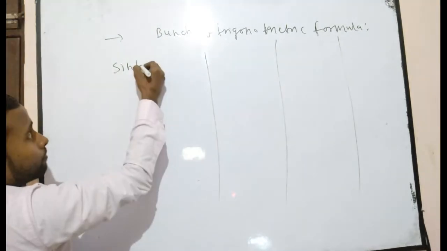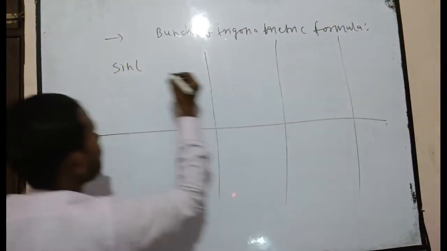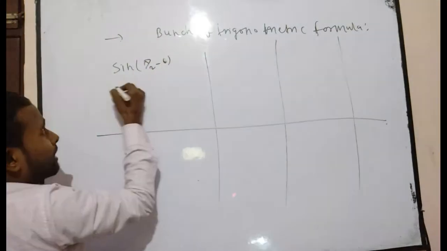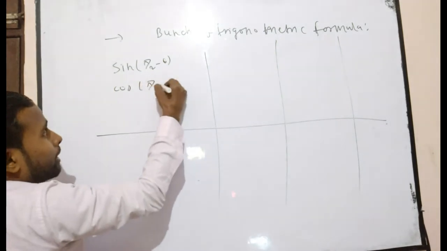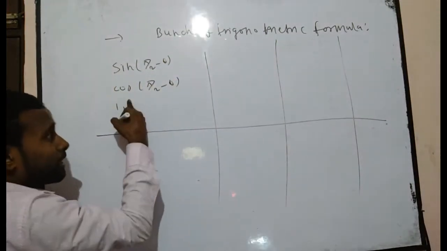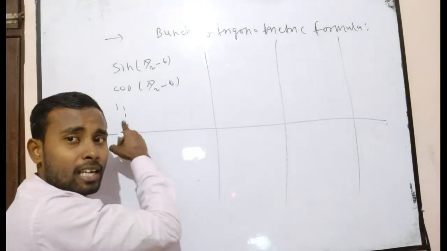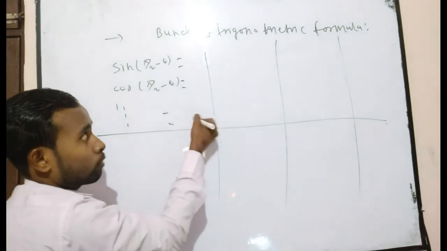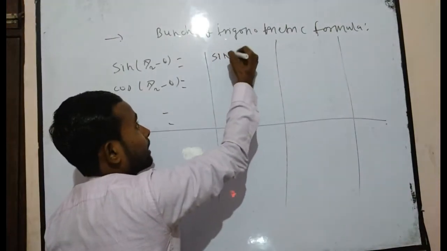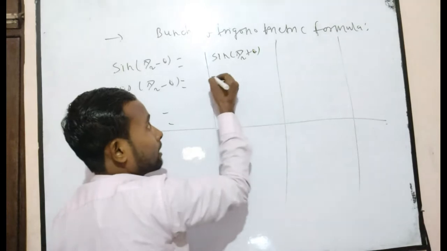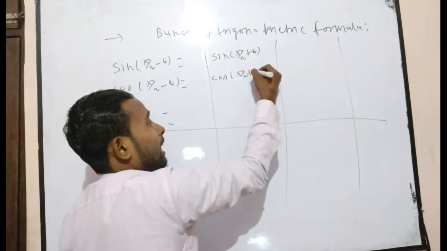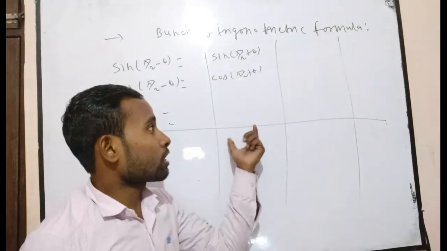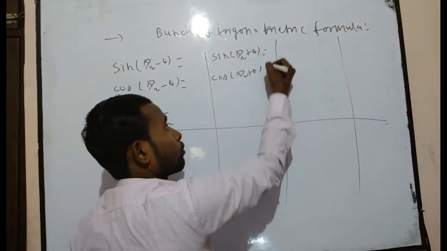Sine pi/2 minus theta, cos pi/2 minus theta, tan pi/2 minus theta, cot pi/2 minus theta, sec pi/2 minus theta, cosec pi/2 minus theta is equal to what? You have to write it. Similarly, sine pi/2 plus theta, cos pi/2 plus theta, tan pi/2 plus theta, cot pi/2 plus theta, sec pi/2 plus theta, cosec pi/2 plus theta is equal to what? You have to write it.